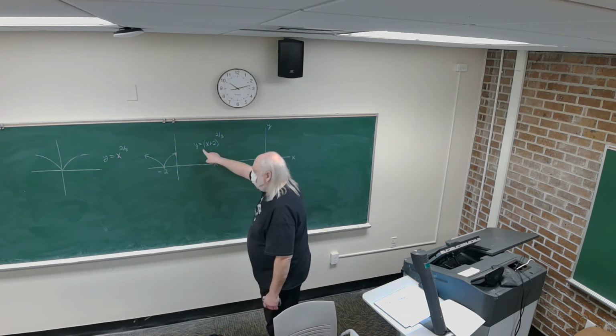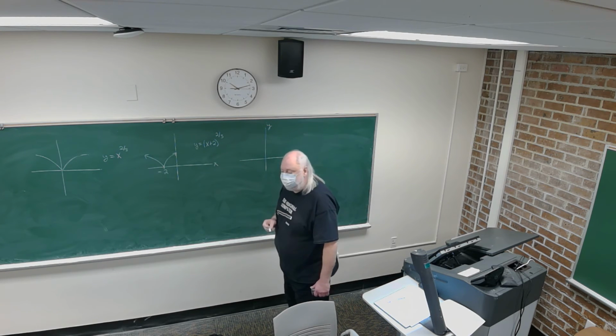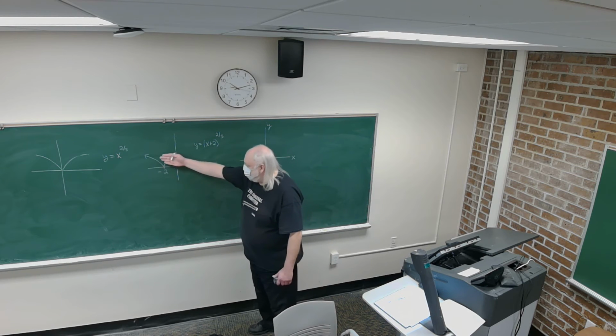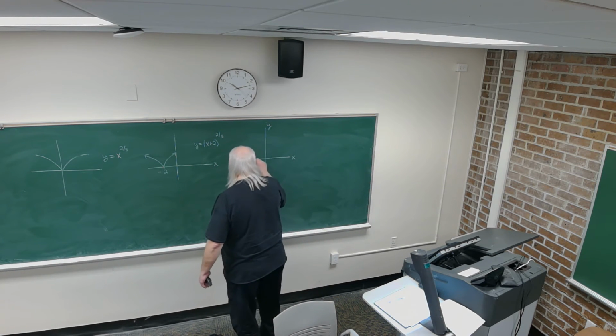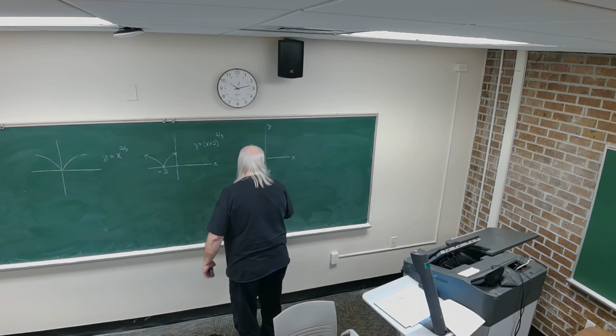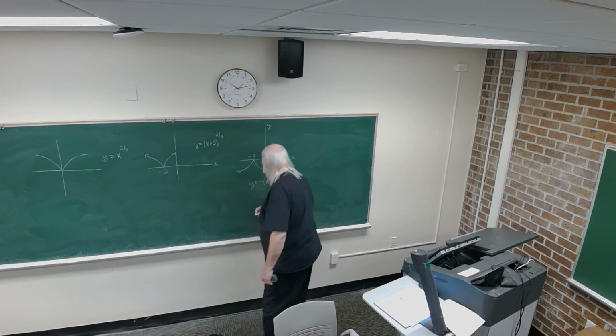Now I multiply the right-hand side by -1. When I do that, it flips the graph over the x-axis. So here's -2. So this is the graph of y equals minus x plus 2 to the 2/3. Okay.